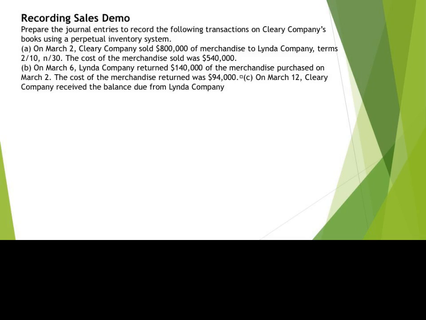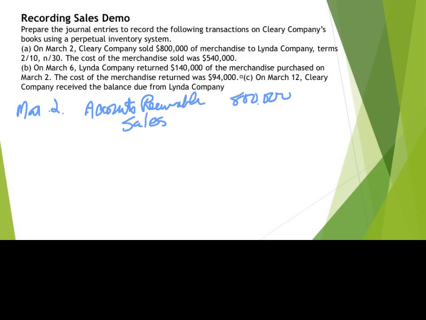Here we have the following entries for Cleary Company, which uses a perpetual inventory system. On March 2nd, Cleary sold $800,000 to Linda Company, terms 2/10, net 30. So if it's on terms, then we know that Linda has an account with us and will pay us later. So we recognize first of all the sale on account. So it's debit accounts receivable. I am going to be receiving, hopefully in the future, the 800,000. And I credit sales or sales revenue, 800,000.